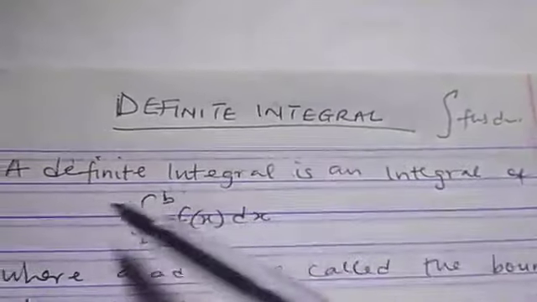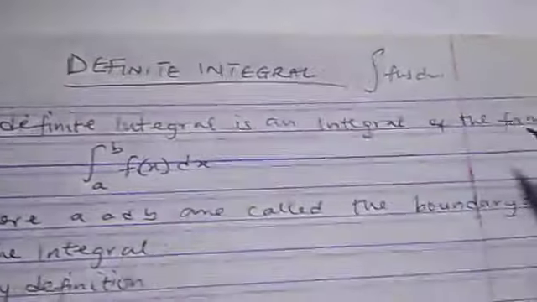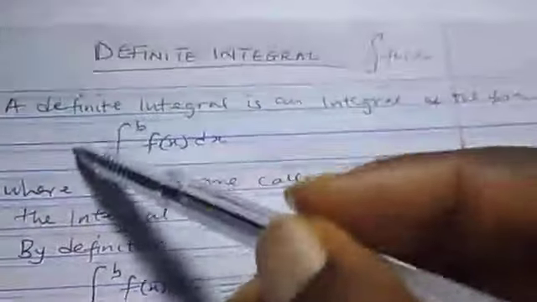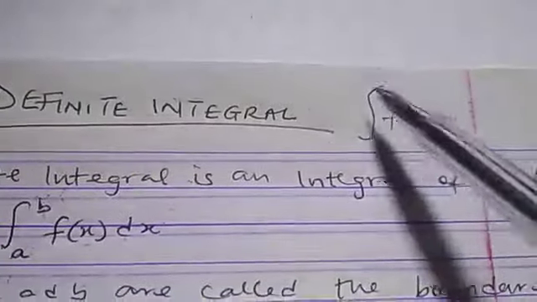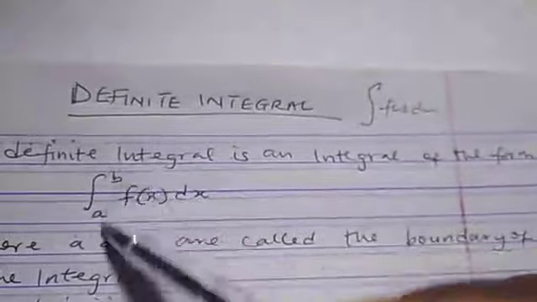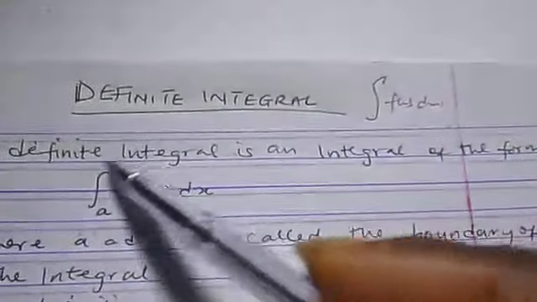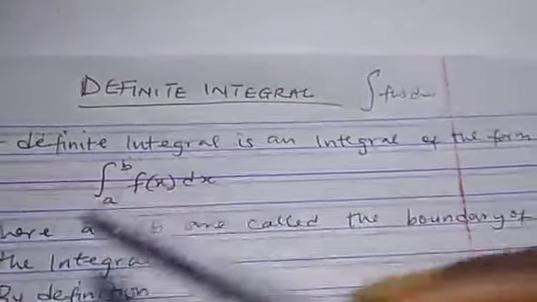Definite integral. A definite integral is an integral of this form. This is what we mean by definite integral. Before, we have been dealing with integrals of this format, with nothing here. But when we have values here, a and b, then it is called a definite integral.